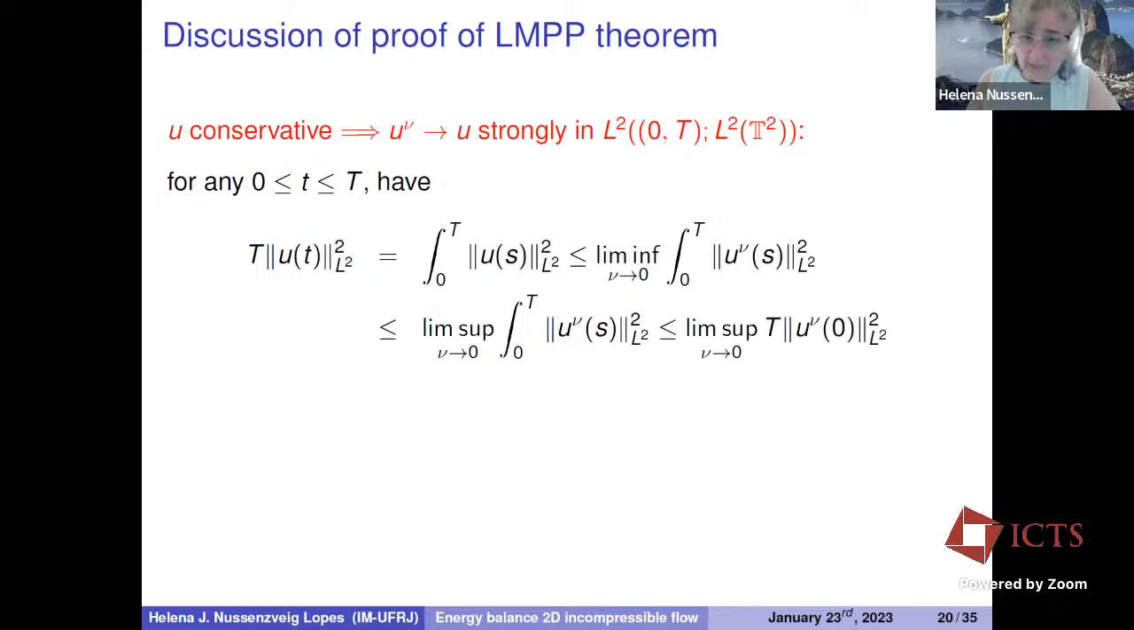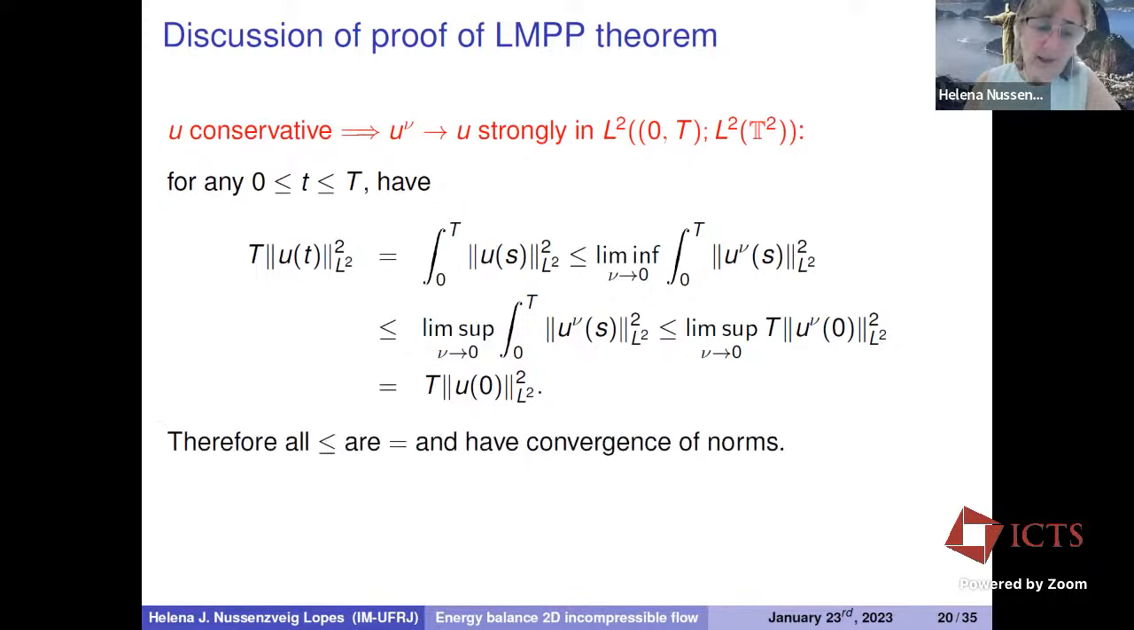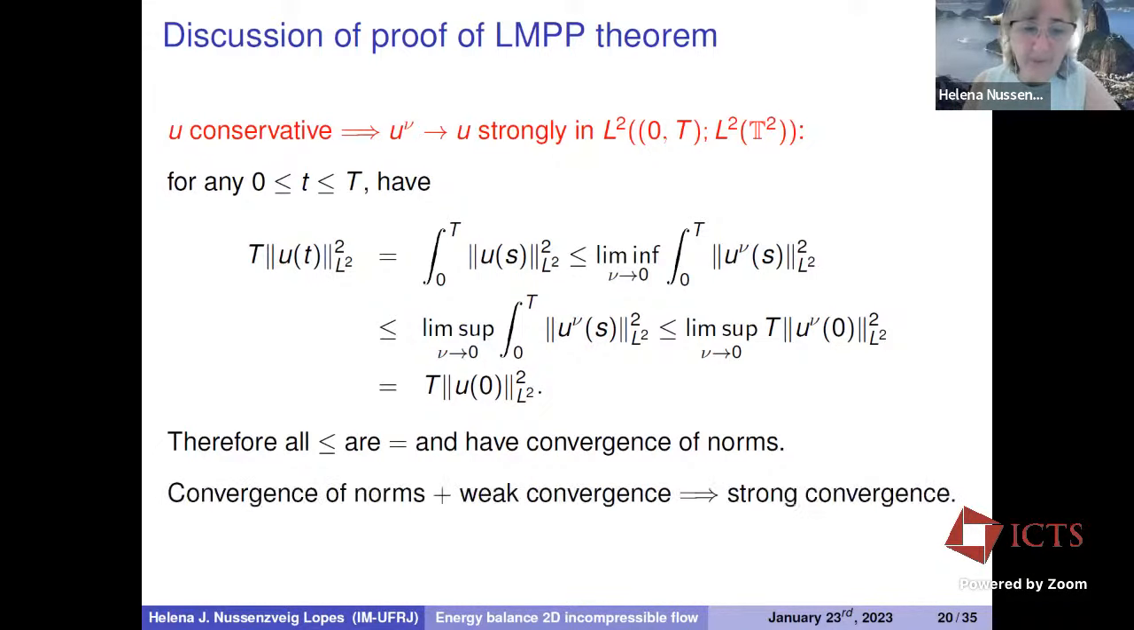And then, because we're doing the situation with no forcing, the energy only decreases at the viscous level. So this is less than or equal to t times the L2 norm squared of U nu at time 0, the lim sup, which is equal to t times the L2 norm squared of U naught. Therefore, all of the less than or equal signs are actually equal, and we have convergence of the norms.